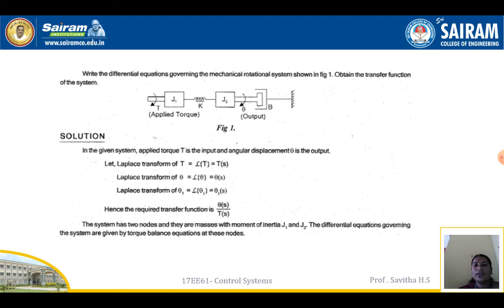So now we'll consider an example. Write a differential equation governing the mechanical rotational system shown in the figure and obtain the transfer function. In the given system, the applied torque T is the input and angular displacement theta is the output. The system has two nodes and there are masses with the moment of inertia J1 and J2.